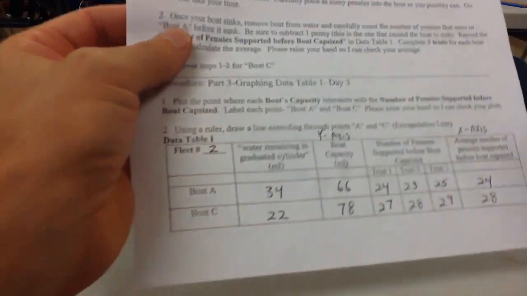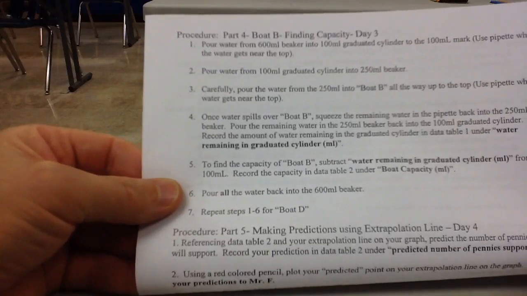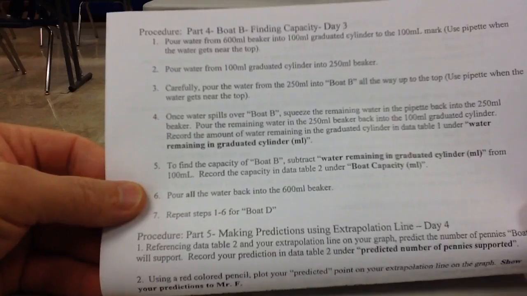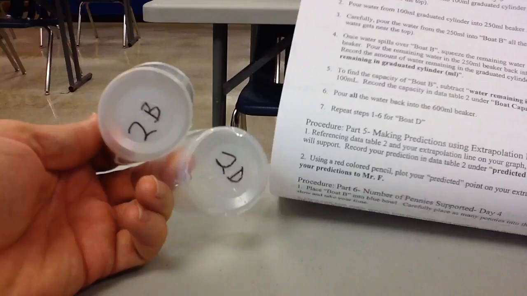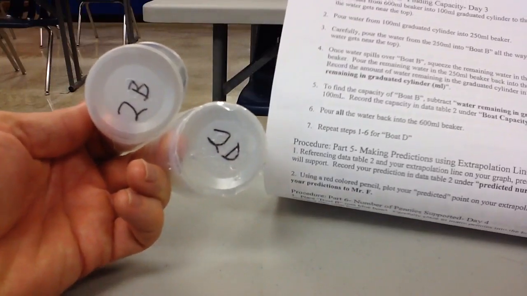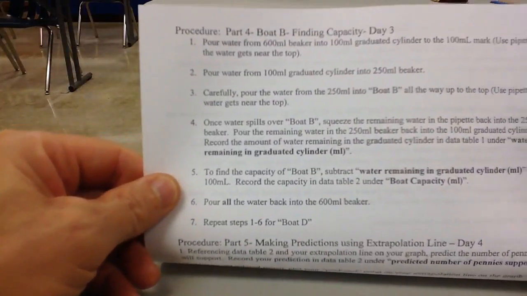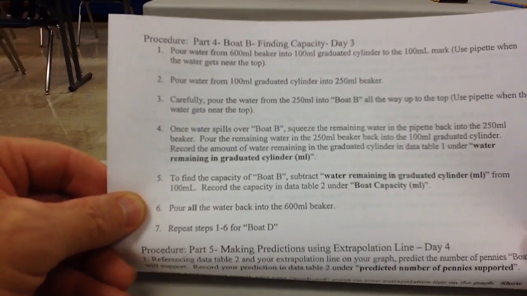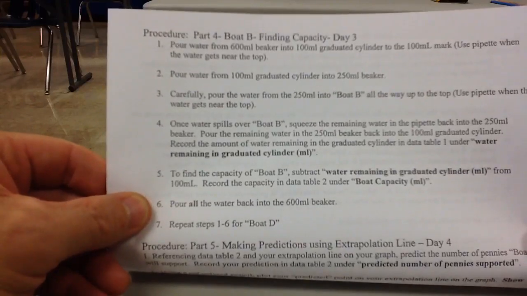Okay, now today we're going to actually do the same thing we did on day one. On day one, we found the capacity of both boat A and C. But today, we're going to find the capacity of both boat B and D. If you don't recall how to do that, you're going to follow these directions, and if you're still stumped, please pull up and watch video day one of the Scientific Inquiry Lifeboat Lab.